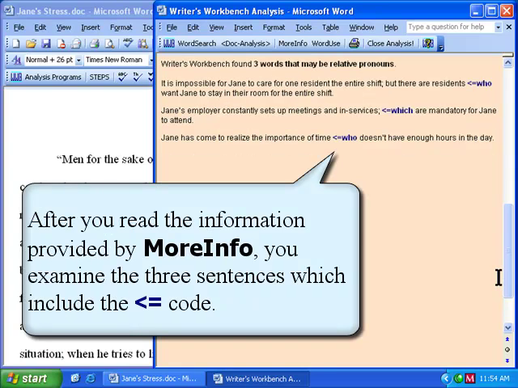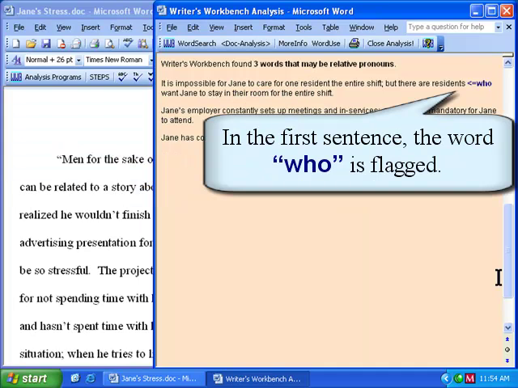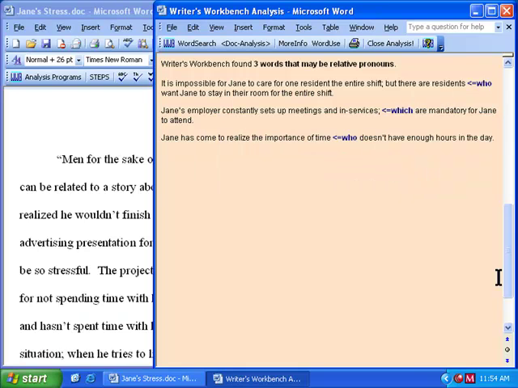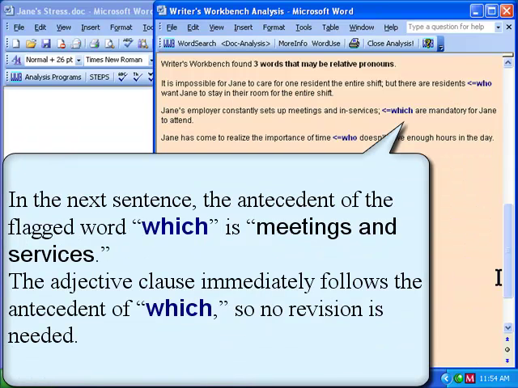After you read the information provided by More Info, you examine the 3 sentences which include this code. Writer's Workbench found 3 words that may be relative pronouns. In the first sentence, the word who is flagged. When you look for that word's antecedent, you see that residence could take the place of who. Because who immediately follows residence, the adjective clause is not misplaced and therefore needs no revision. In the next sentence, the antecedent of the flagged word which is meetings and services. The adjective clause immediately follows the antecedent of which, so no revision is needed.